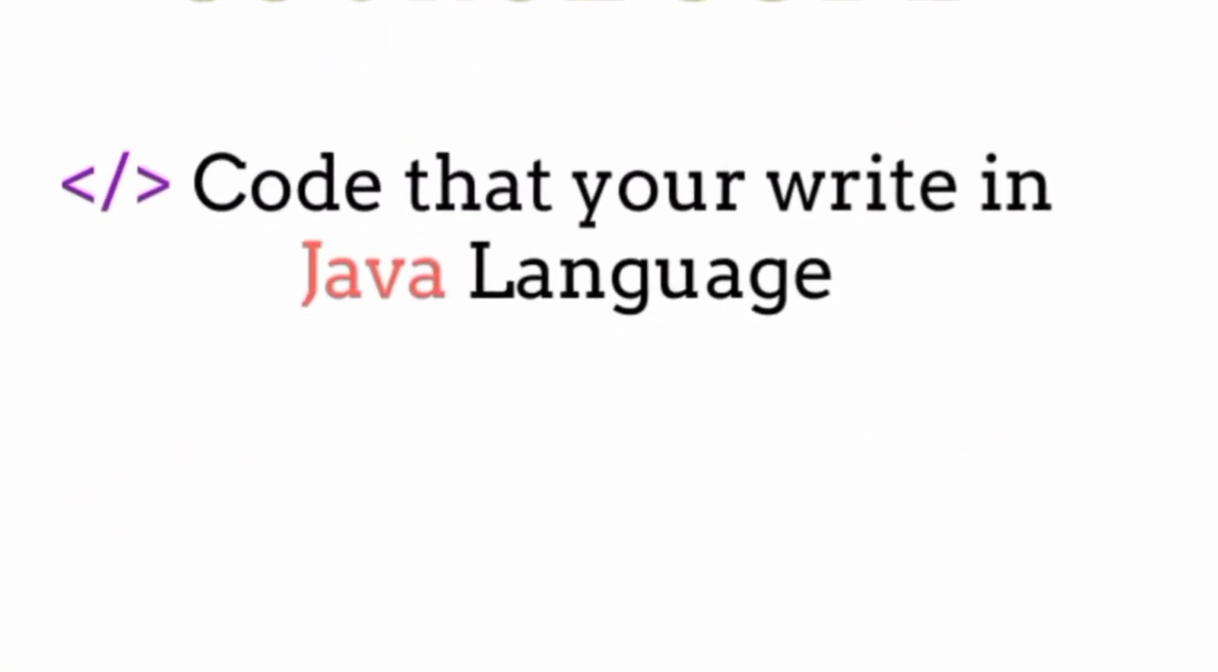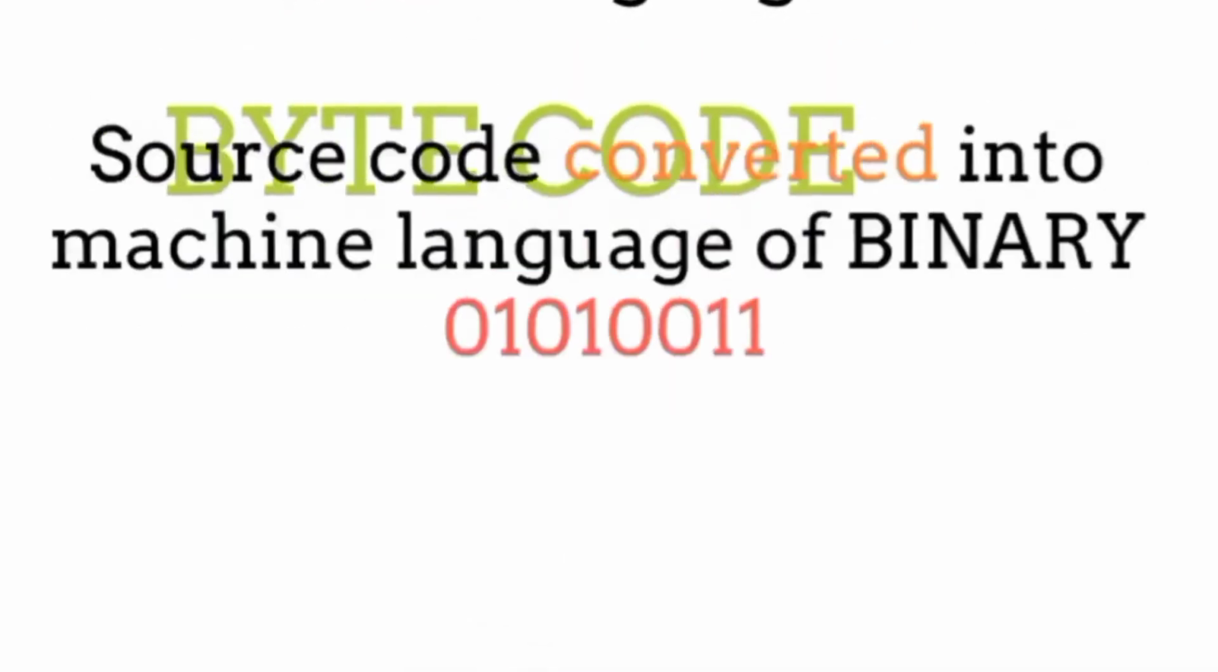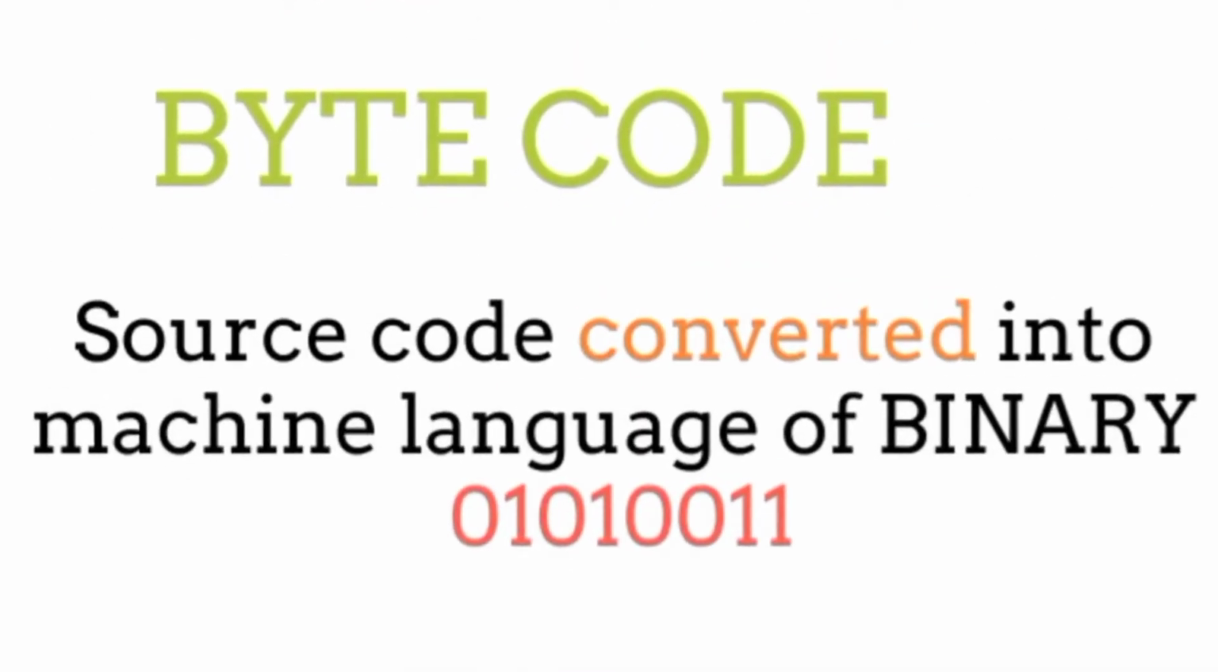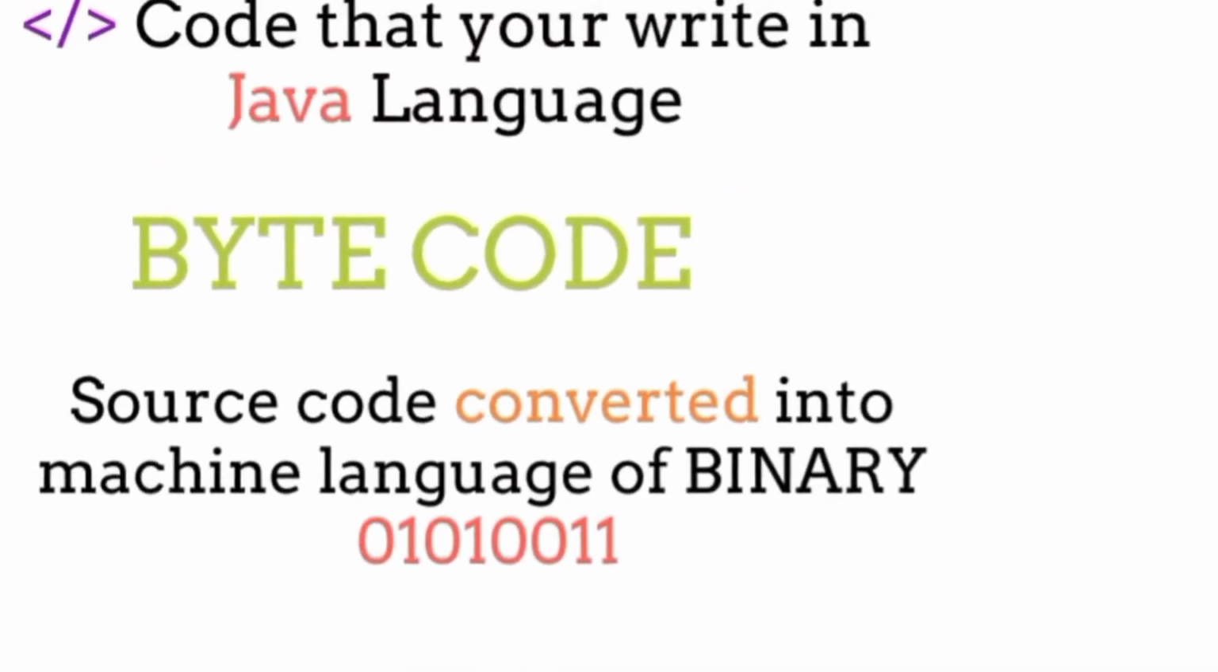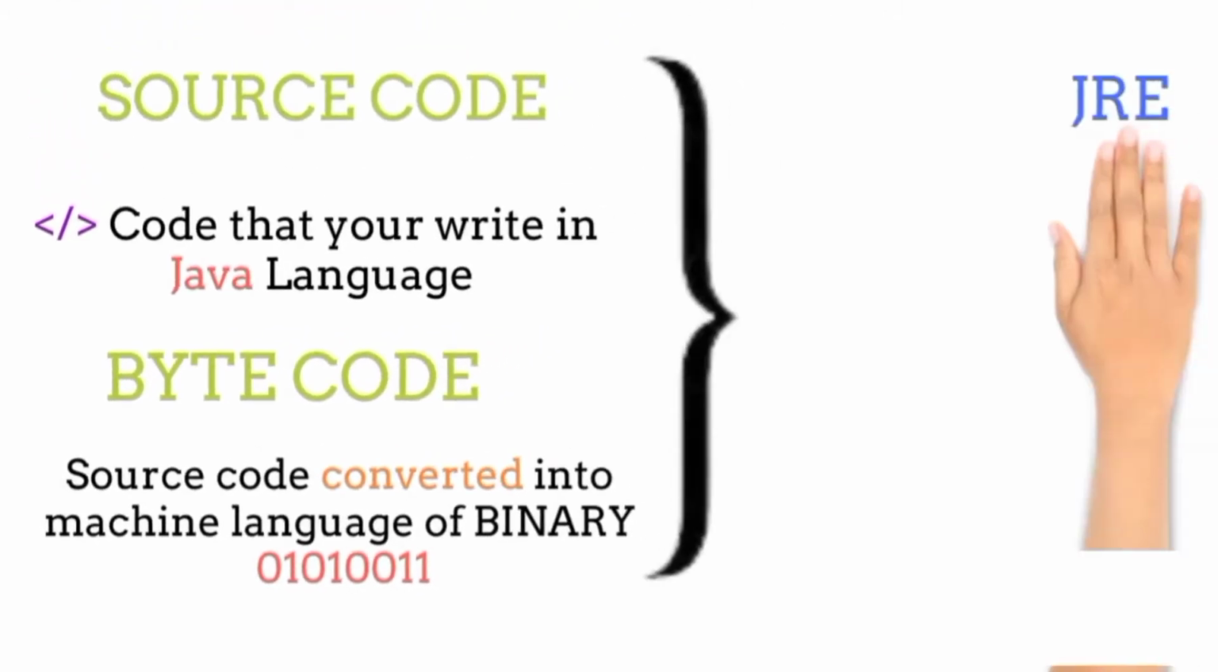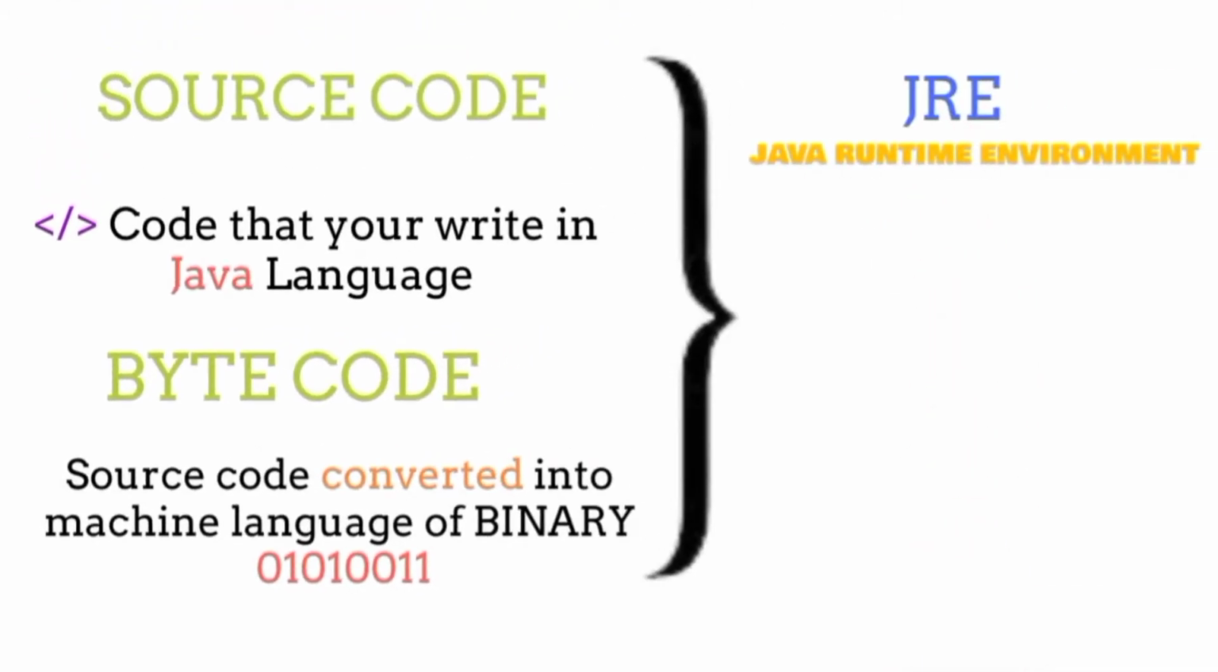Well, source code is a code that you write in Java language, and that source code converted into machine language of binary is called a bytecode. All of this conversion is done because of Java runtime environment, which includes a Java virtual machine. Let's know two of these in detail.